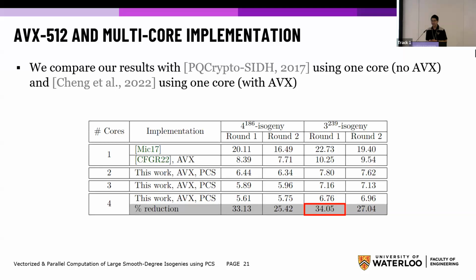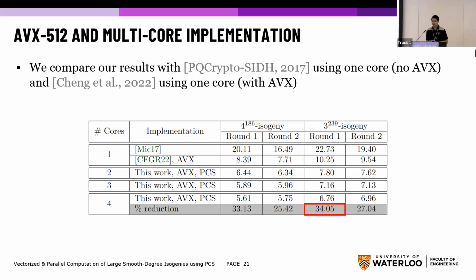So, here are some benchmarking results from our software. We compare our result with the PQCrypto-SIDH library by Microsoft, which uses just 1 core sequential computation, no AVX. And the second work is by Cheng et al. from last year's CHES, which used 1 core with AVX technology.